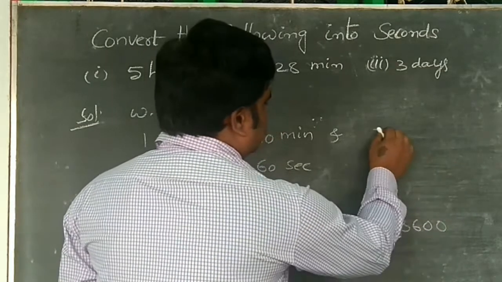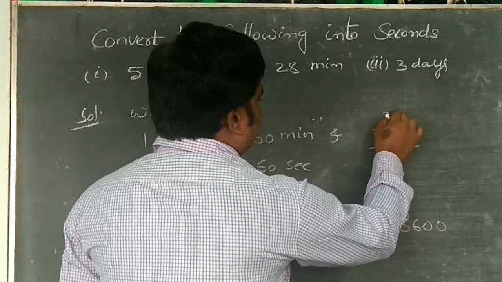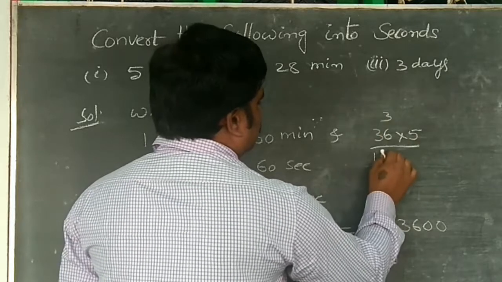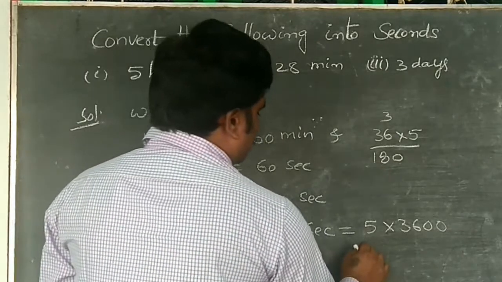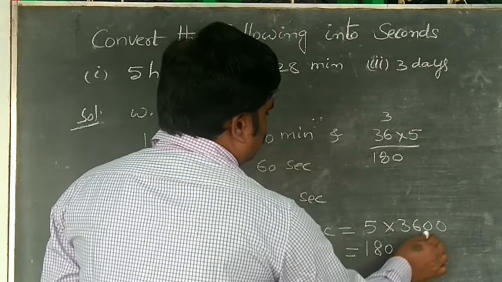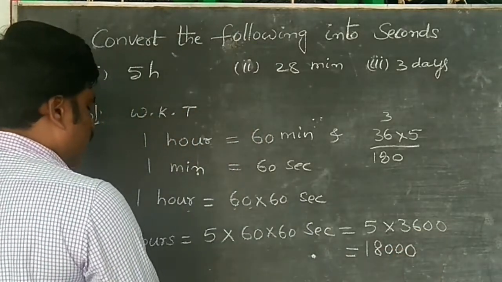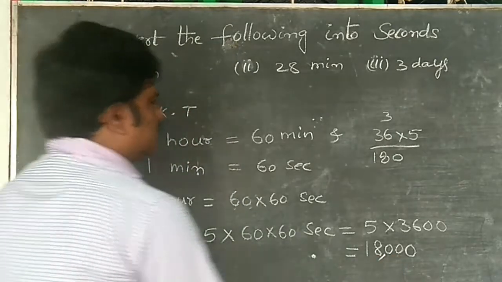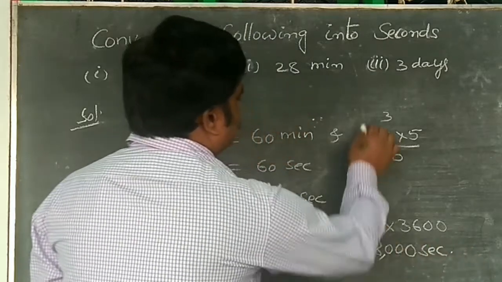So 36 into 5. 5 sixes are 30. 5 threes are 15, plus 3 is 18. So that is equal to 180. So here 2 zeros are there. Therefore 5 hours is equal to 18,000 seconds.